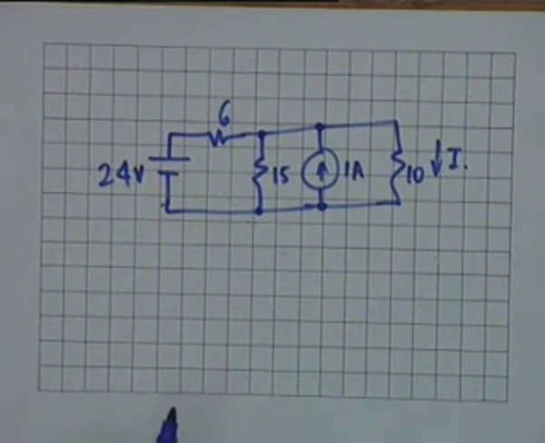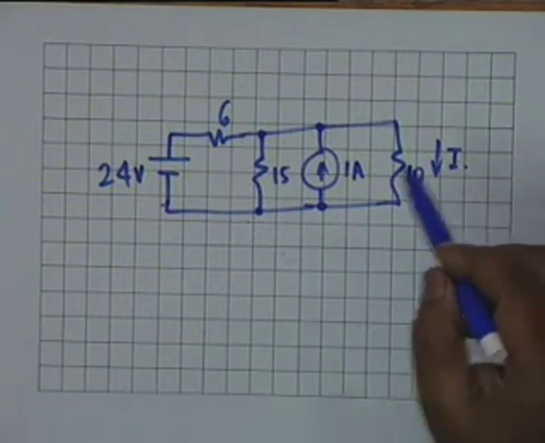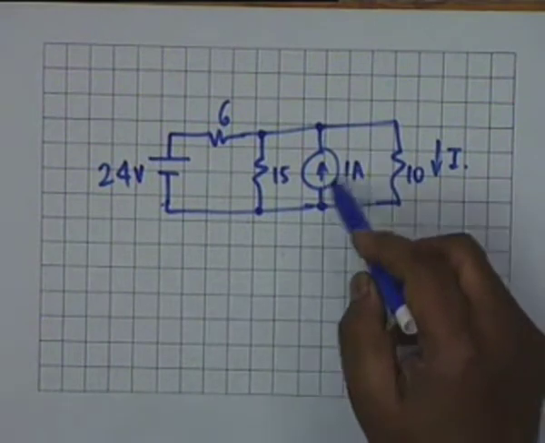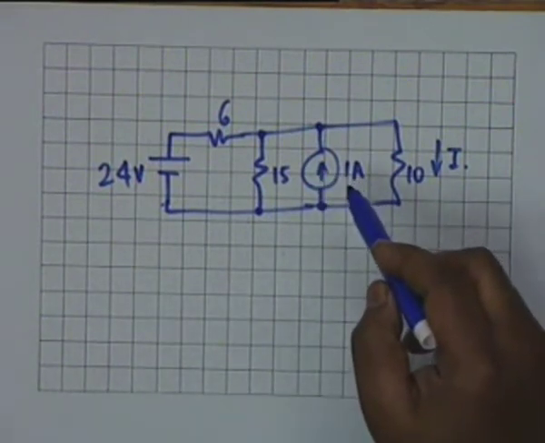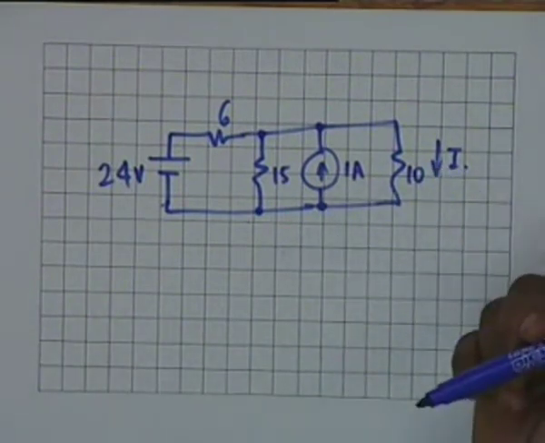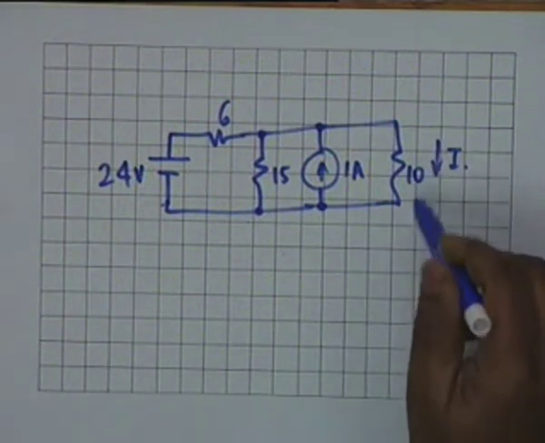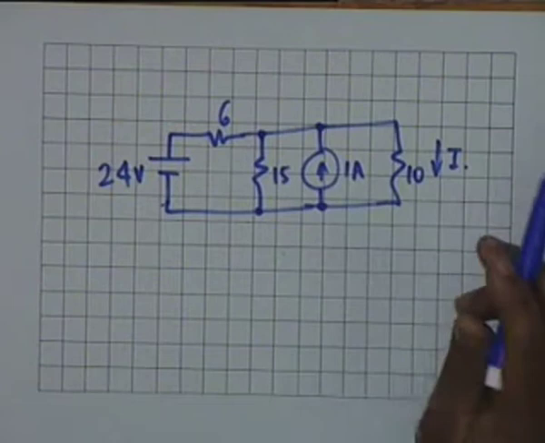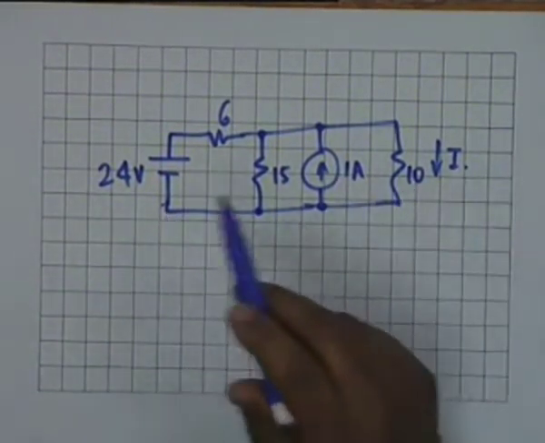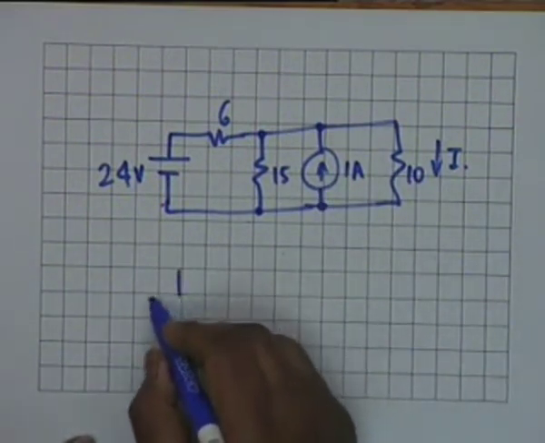I should be equal to I1 plus I2, where I1 is the response to, let us say, the 24 volt source after killing the 1 ampere source. In other words, removing the 1 ampere source or open circuiting it. That is I1, and I2 correspondingly is the current in the 10 ohm resistor when the 24 volt source is killed, which means short circuiting it. So let us find out these two currents.